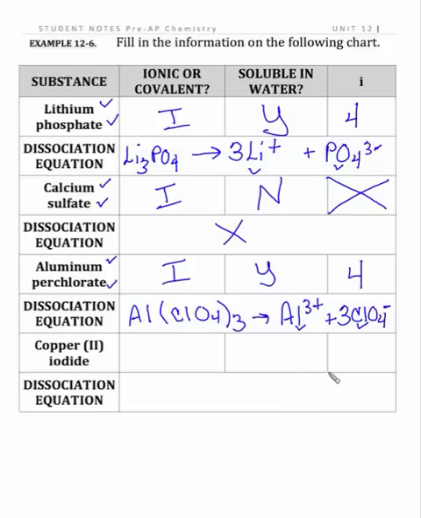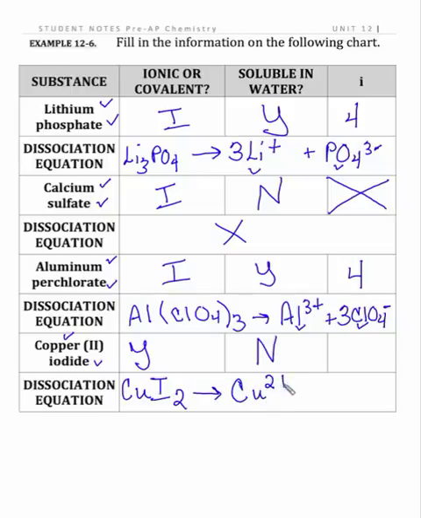Let me just do a couple more of these and then we'll move on. I've got copper 2 iodide. Copper is a metal, iodide's a nonmetal. Metal with nonmetal is ionic. It is soluble because the rule says that all iodides are soluble with the exception of silver, lead 2, mercury 1. You don't have to memorize that. You have to be able to read that chart. When you're in AP with me, I'll have you memorize it.